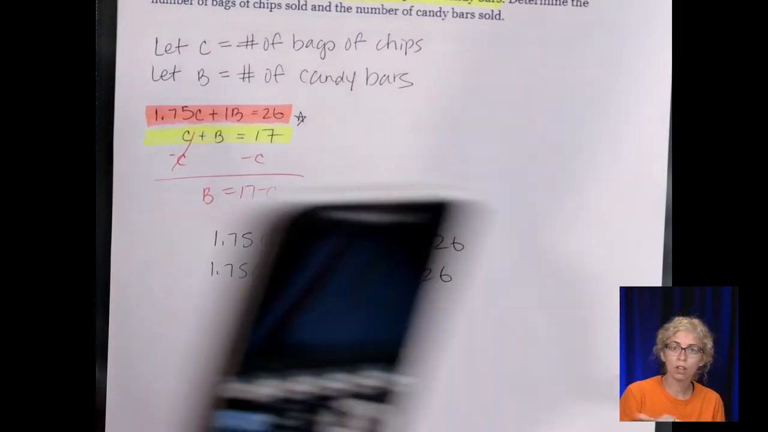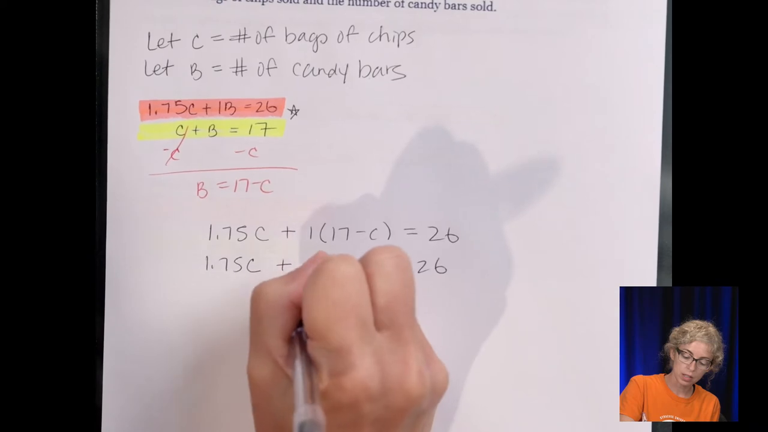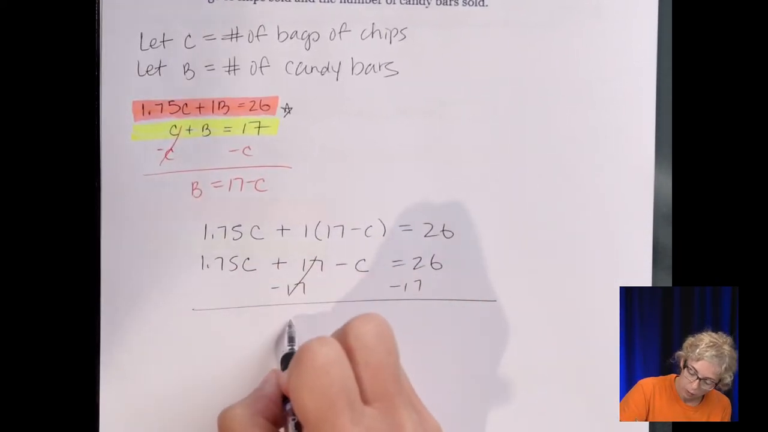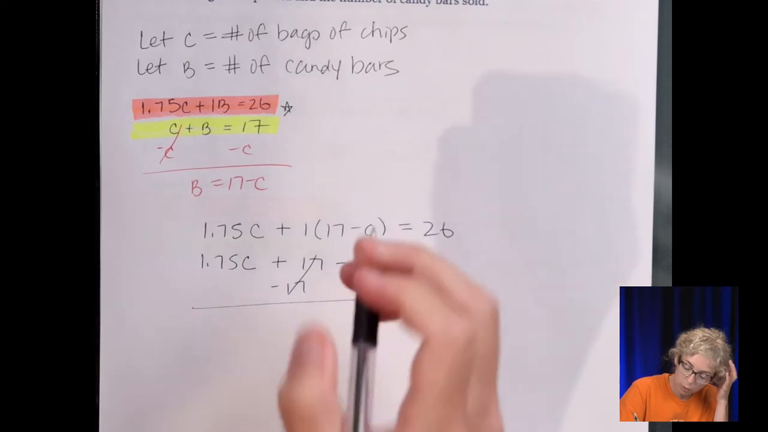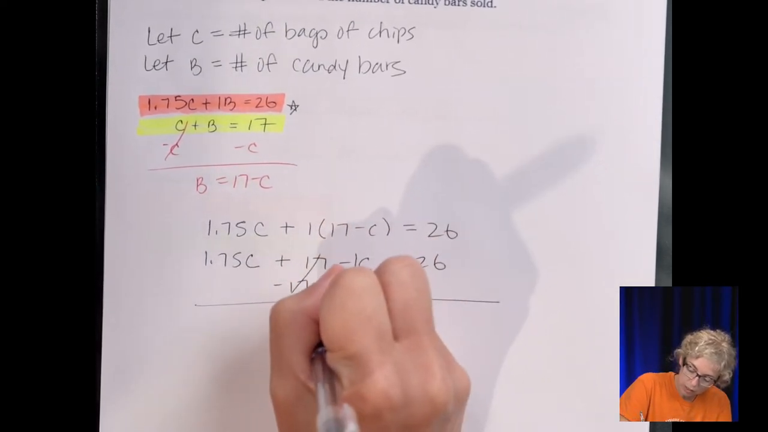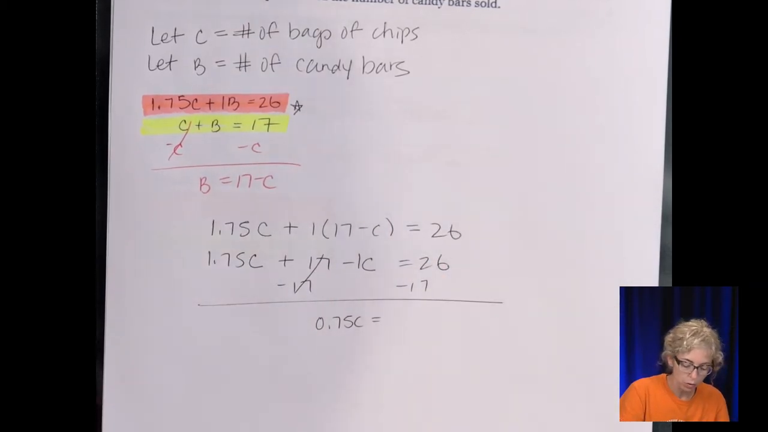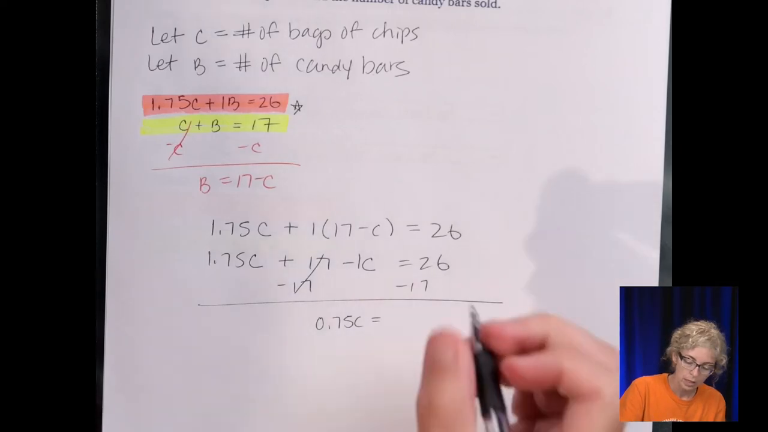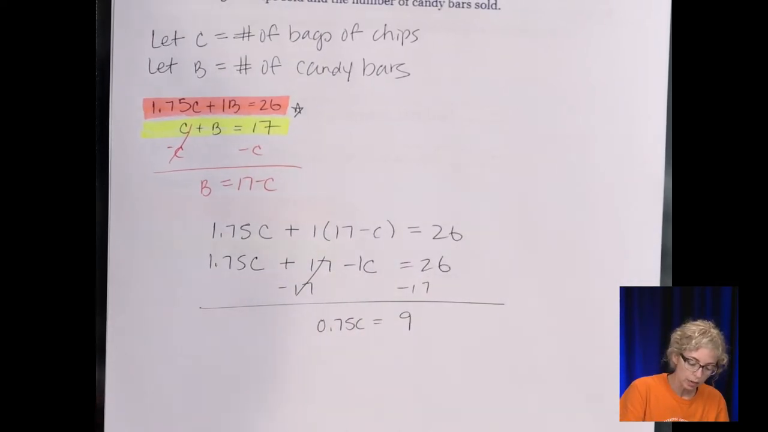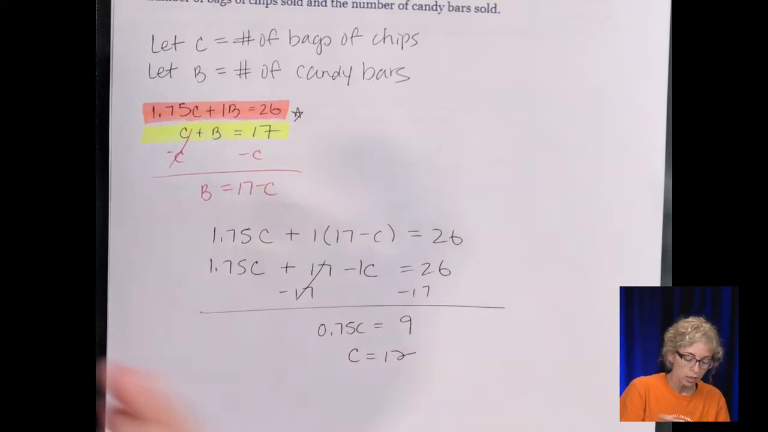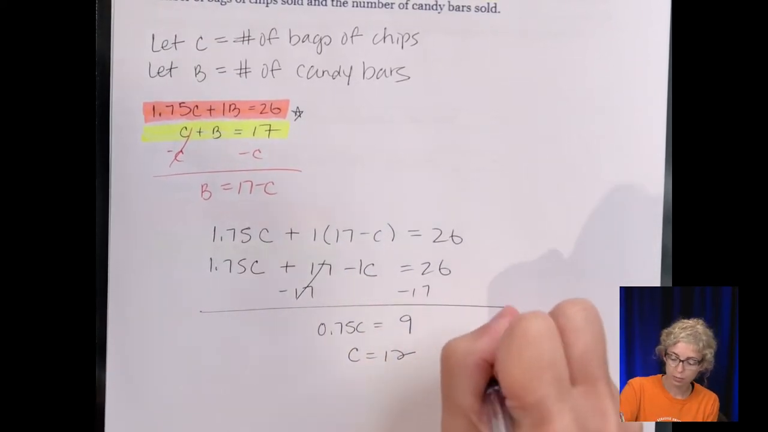So now if I'm solving, I want to subtract the 17. And we get, well, if we take 1.75C minus 1C, that's 0.75C equals 26 minus 17, which is 9. Take 9 divided by 0.75, and we get 12. So we have 12 bags of chips.